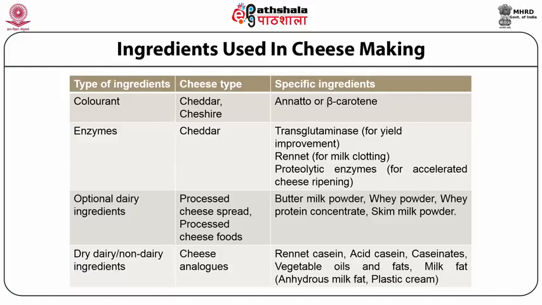Another enzyme which has been used in the cheese industry is transglutaminase, and it has been found that it can give yield enhancement in the cheese.